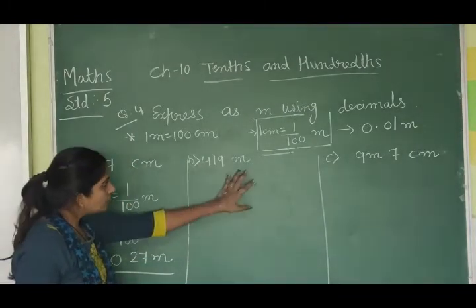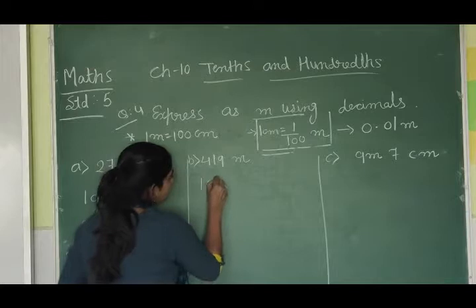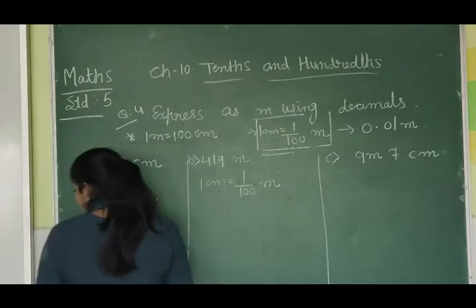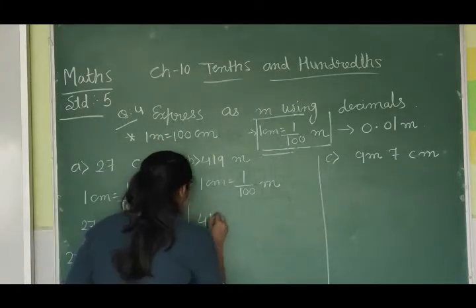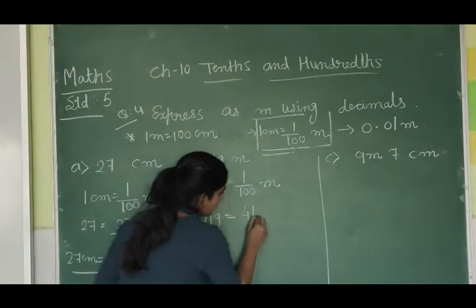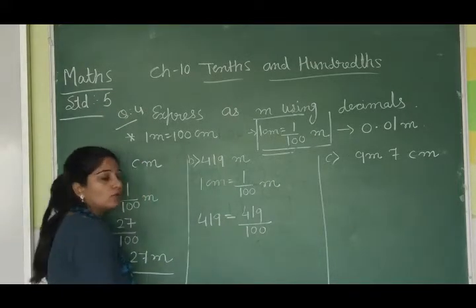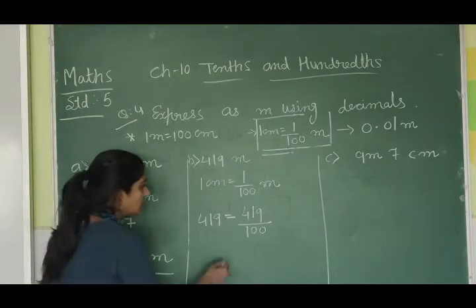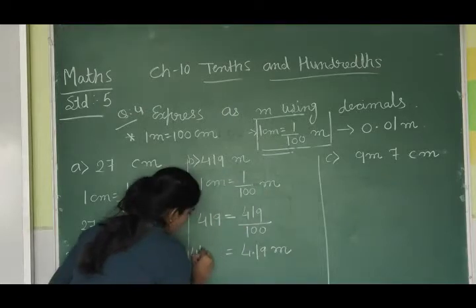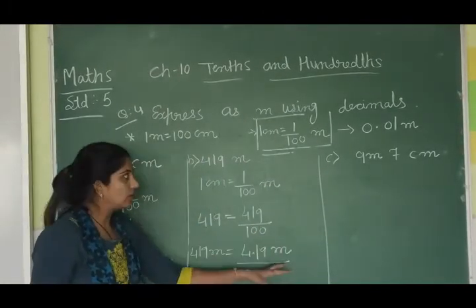Now next is 419 centimeter. Okay, so this is also to be converted to meter. First we have to write this formula that 1 centimeter is equal to 1 upon 100 meter. Now for the next, 419 centimeter is equal to, because you have to write the same digits, 419 upon 100. So there should be 2 digits after the decimal, because now you know how to convert fraction form into decimals. So 4.19 meter. So 419 centimeter is equal to 4.19 meter in decimal form.